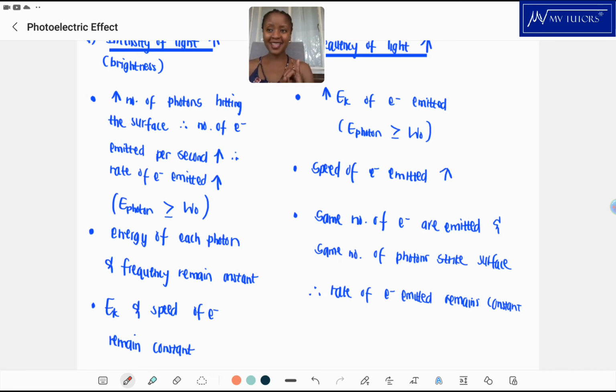So intensity has to do with number. Frequency has to do with speed. Intensity also has to do with the rate, okay? But with frequency, the rate remains constant. Okay, so I hope that makes sense.